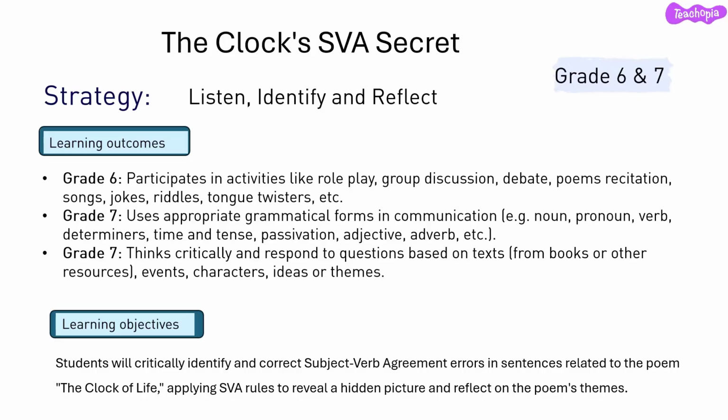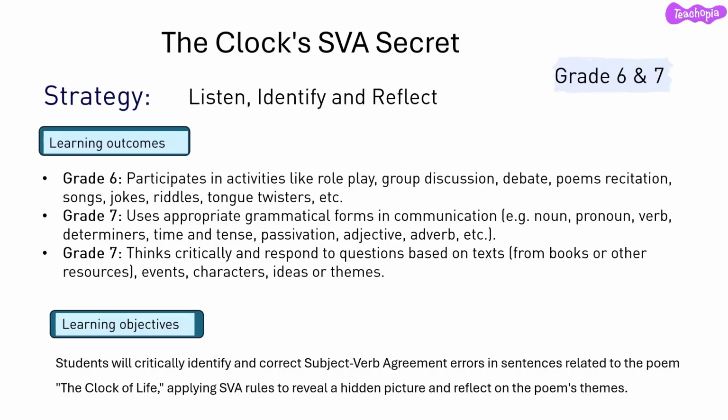Grade 6 participates in activities like role play, group discussion, debate, poems recitation, songs, jokes, riddles, tongue twisters, etc. Grade 7 uses appropriate grammatical forms in communication. Example, noun, pronoun, verb, determiners, time and tense, passivation, adjective, adverb, etc. Thinks critically and responds to questions based on text from books or other resources, events, characters, ideas, or themes.